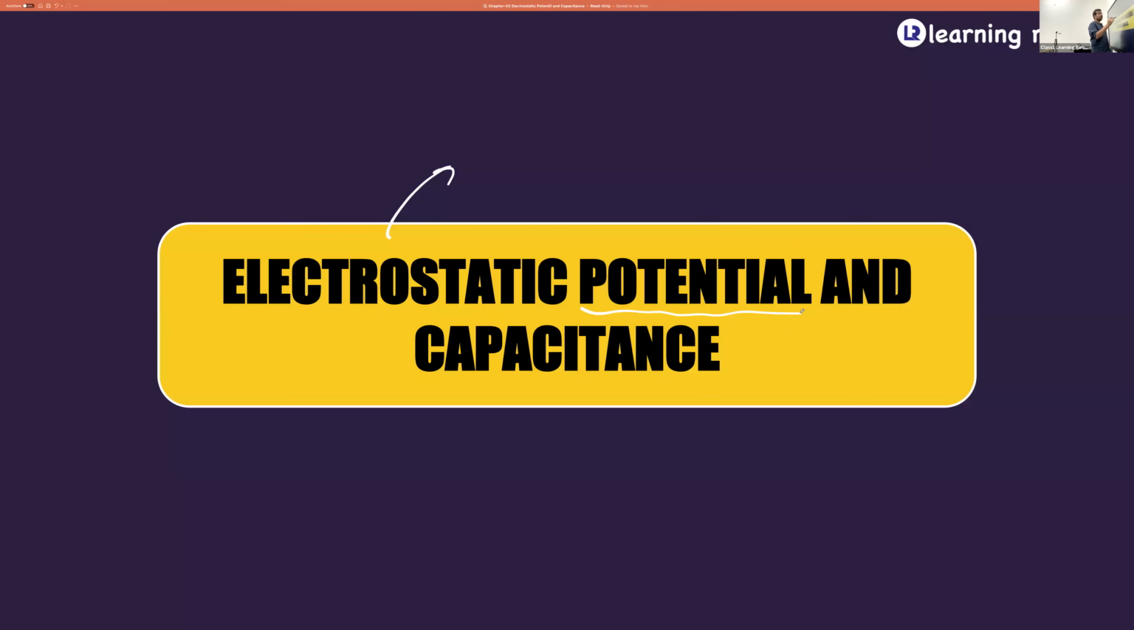Then what we are going to see here is another term, which is an extension of the previous topic, that is field, called electrostatic potential, right? So here we'll be discussing two things. One is called potential energy, and the second is called potential.